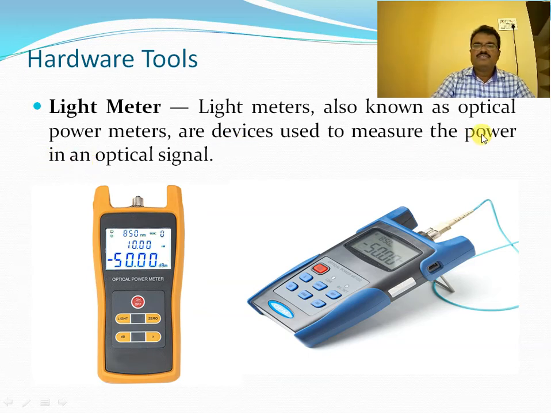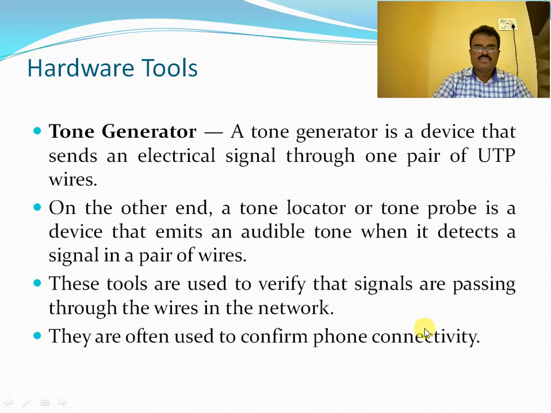Light meters, also known as optical power meters, are devices used to measure the power in an optical signal. So these are two different light meters or optical power meters. Next hardware tool is the tone generator. A tone generator is a device that sends an electrical signal through one pair of wires. On the other end, a tone locator or tone probe is a device that emits an audible tone when it detects a signal in a pair of wires.